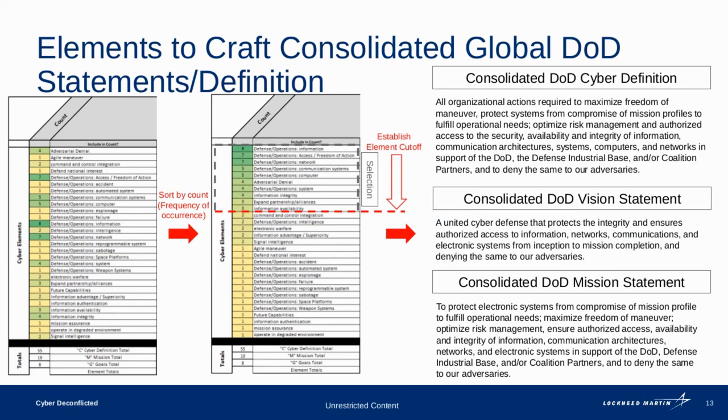We took these, we consolidated them. This was the semantic ontology, trying to find out where their context allowed them or put that together. And that came up with this consolidated DoD cyber definition. All organizational actions required to maximize freedom of maneuver, protect systems from compromise of mission profiles to fulfill operational needs, to optimize risk management, authorize access to the security, availability, integrity of information, communications architectures, systems, computers, and networks in support of the DoD, the defense industrial base, and or coalition partners, and then to deny the same to our adversaries.